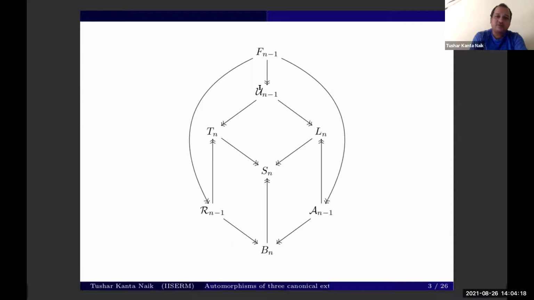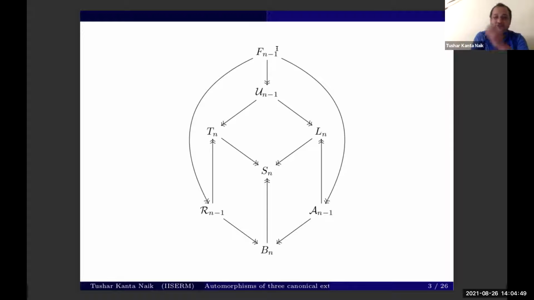For the sake of completeness, I put the groups Un-1, Rn-1, An-1, and Fn-1 here. Rn-1 is the right-angled Artin group, and this can be seen as an extension of Tn and Bn. An-1 is just the Artin group, and this can be seen as an extension of Bn and Ln. Un-1 is the universal Coxeter group, and this can be seen as an extension of Tn and Ln. All these groups can be seen as quotients of the free group of rank n-1.